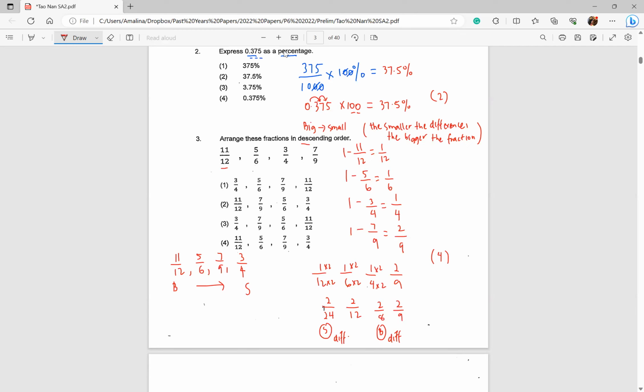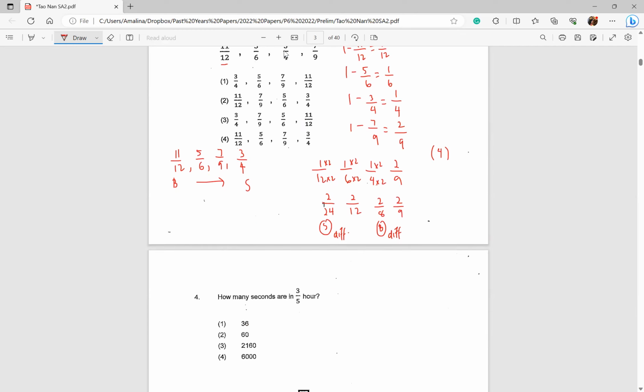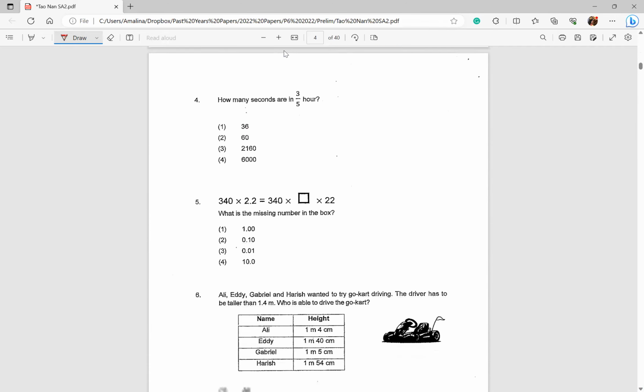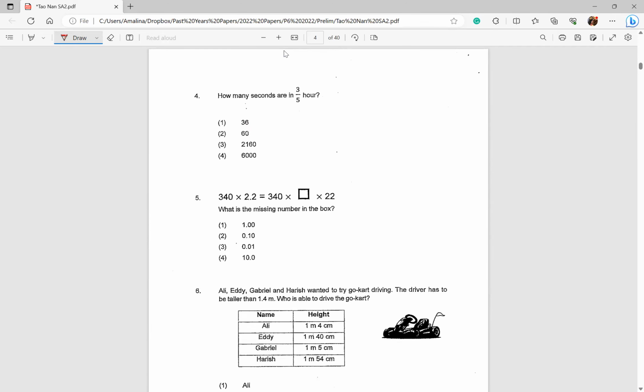Okay, good. Question number 4 I will also go through is a recap of your time. How many seconds are in 3/5 hour? Now, 3/5 hour, let's find it in terms of minutes. In 1 hour, there are 60 minutes. So I take 3 over 5 and multiply by 60 first to find it in terms of minutes. If you cancel off, 60 divided by 5 is 12. You get 36 minutes.